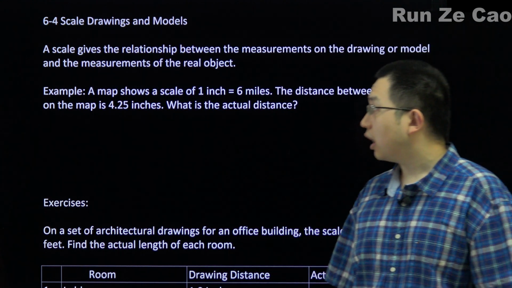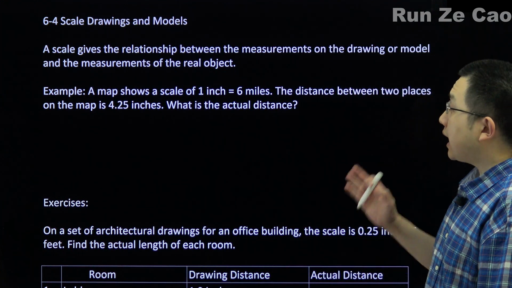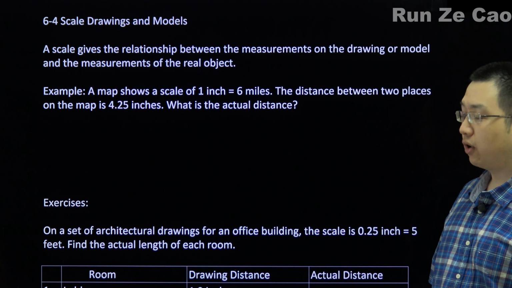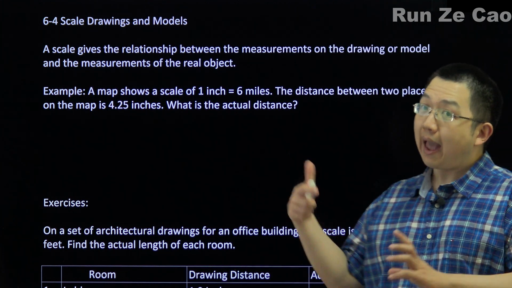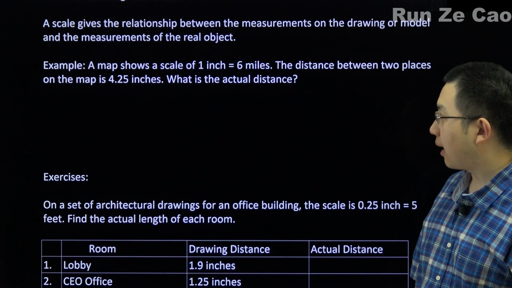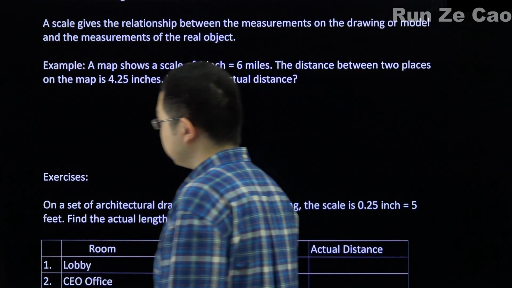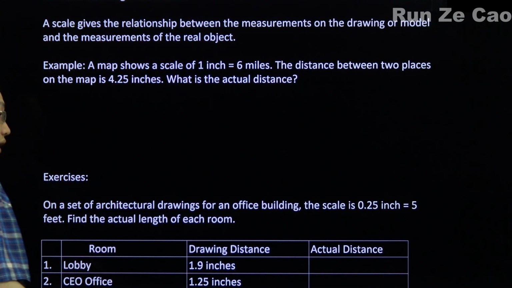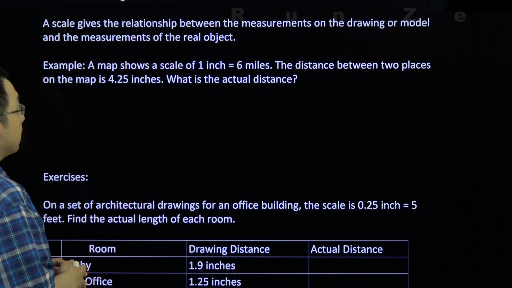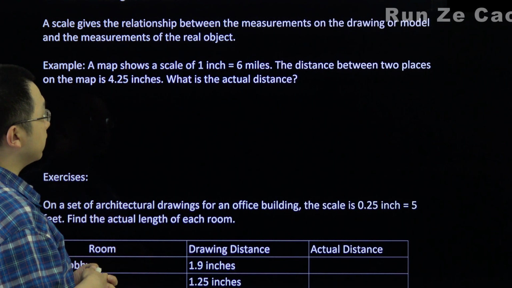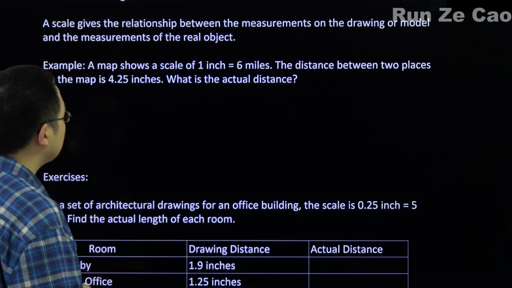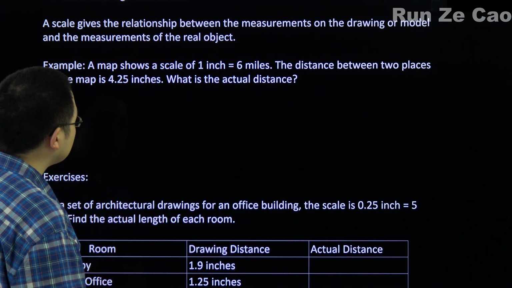Scale drawings and models. A scale gives a relationship between the measurements on the drawing or model, including, say, maps, and the measurements of the real object that the map, scale model, or drawing happens to represent. So let's say we have a map that shows a scale of 1 inch equals 6 miles. The distance between two places on the map is 4.25 inches. What is the actual distance?